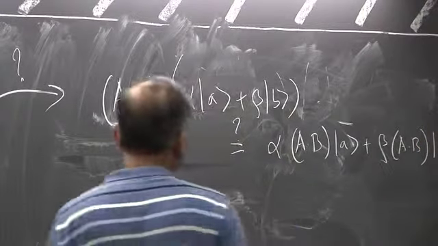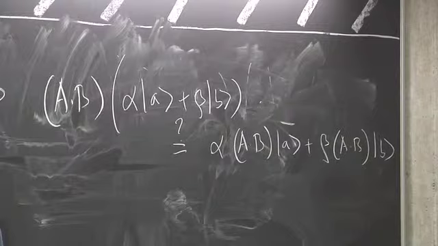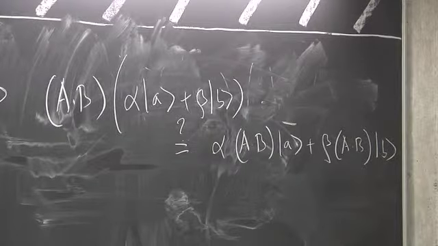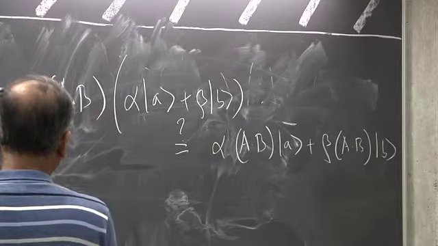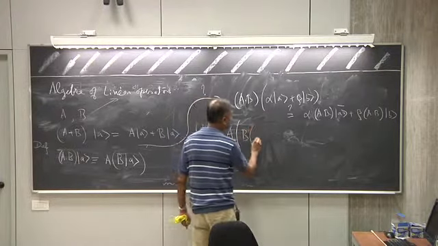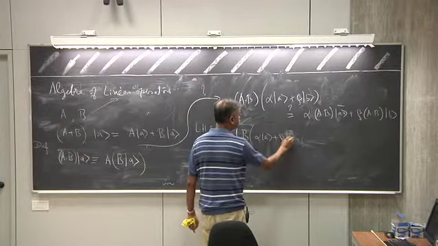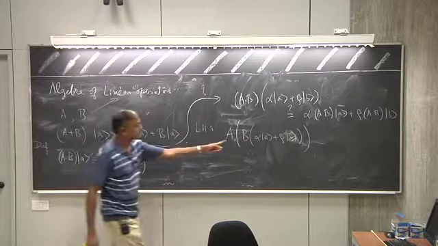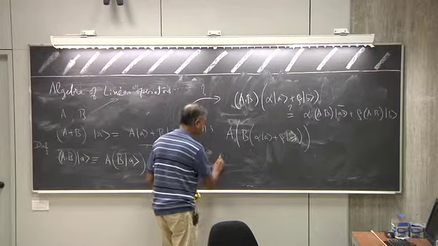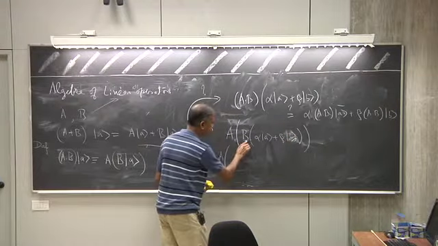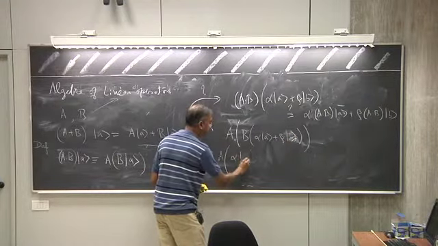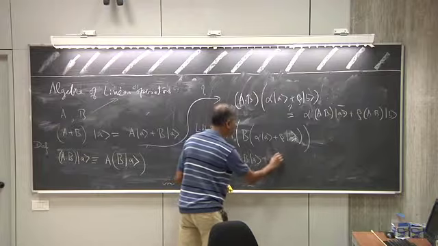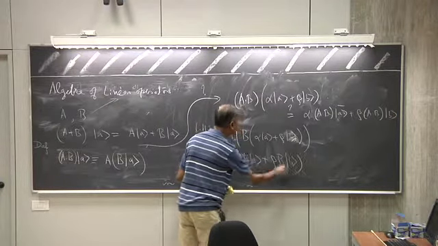So let's apply the definition. Let's start from the left-hand side. I use the definition of what I mean by A times B. Well, that's nothing else but first you apply B, and then you apply A. So B applied on alpha A plus beta B, right? That is the definition of the product. But now you use the fact that B is a linear operator. So A is still acting on this whole thing, but here I use the linearity of B. So that is the same as alpha B A plus beta B B. So here I've used the linearity of B.